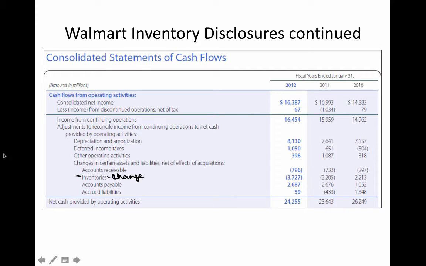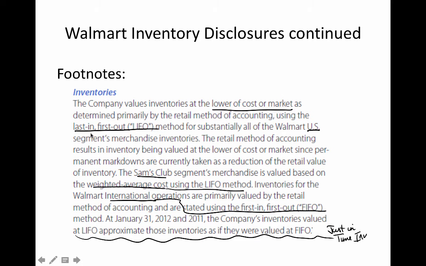Walmart, on its cash flow statement, has to disclose the change in inventory because remember, inventories is a current asset. And because of that, its change impacts the net cash provided from operating activities. In Walmart's footnotes, again, notice it must disclose the lower of cost or market. And notice that Walmart uses LIFO, or last in, first out, in the U.S., but abroad it uses FIFO, first in, first out.